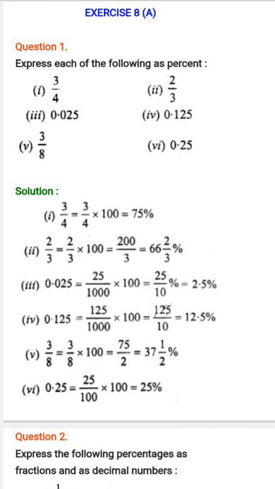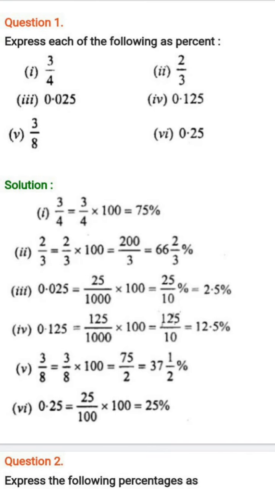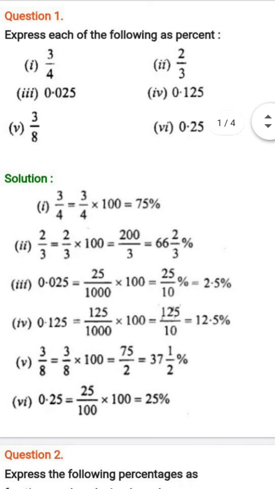What we require is that the denominator should be 100, and if the denominator is not 100, then we have to multiply by 100. See now, 3 upon 4, so the denominator is not 100, so multiply it by 100. 3 upon 4 multiplied by 100: 4 into 25 is 100, and 25 into 3 is 75%. Got it now? See the second question, 2 upon 3.